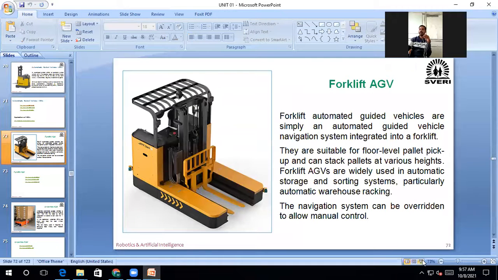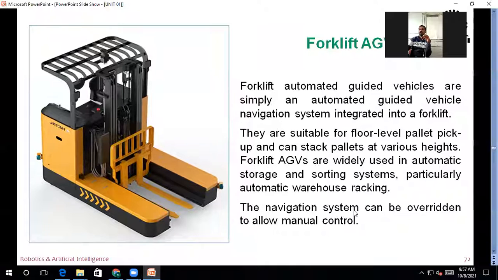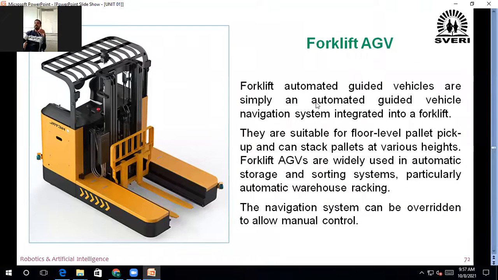Forklift AGVs. Now, forklift automatic guided vehicles are simply an automatic guided vehicle navigation system integrated into a forklift. Might be in industries you have seen the forklift. What is the use of forklift?